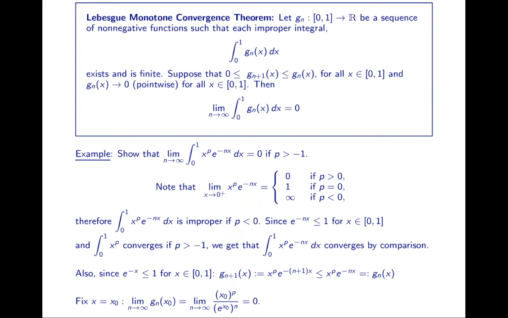So now I've shown that gn converges to 0 pointwise. Therefore, I can say that the result of the theorem is true. The limit as n goes to infinity of the integral from 0 to 1 of my function equals 0. Right, so here we've applied the LMCT by showing that our sequence of functions satisfies the hypothesis, and therefore the result is true.